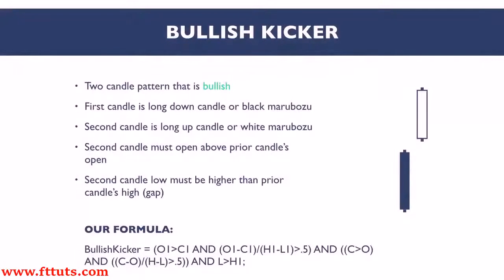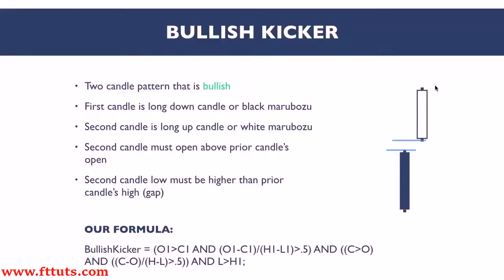The bullish kicker pattern is a 2-candle pattern that is a bullish indication, and I know this is a favourite among some technical stock traders. The first candle should be a long down candle or black Marubozu, while the second candle should be a long up candle or white Marubozu. The second candle must open above the prior candle's open, and the second candle low must be higher than the prior candle's high. In other words, a gap needs to be formed.